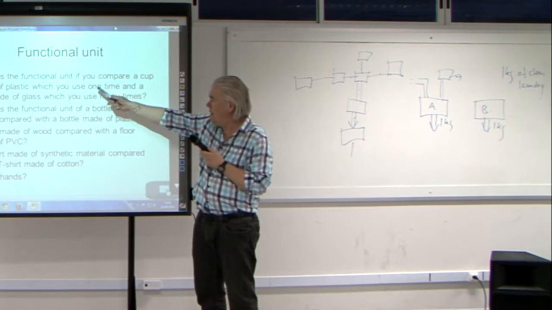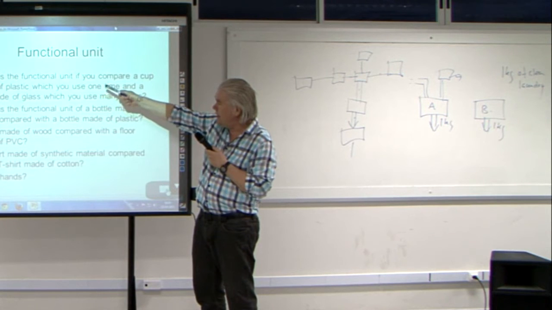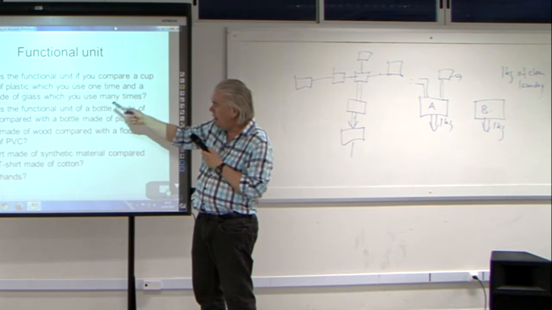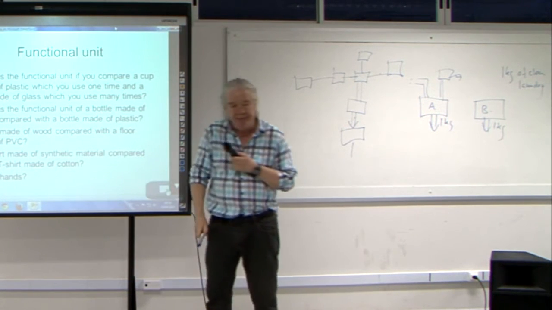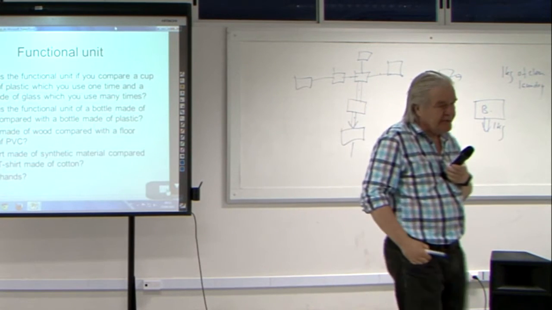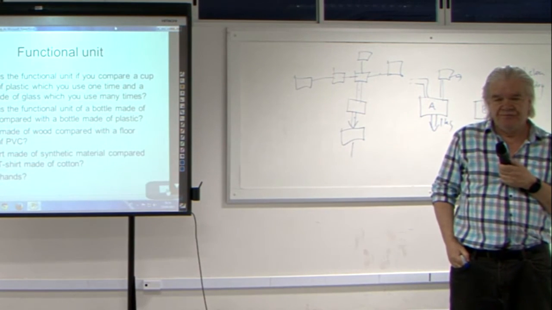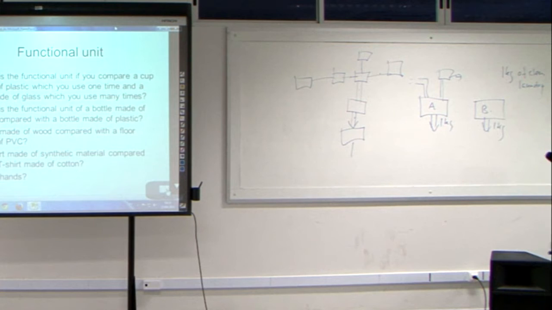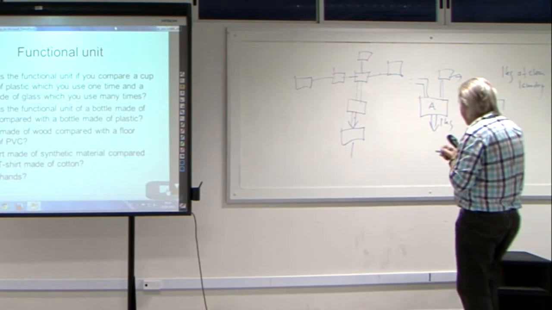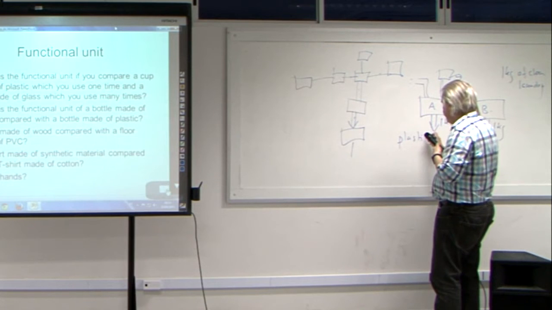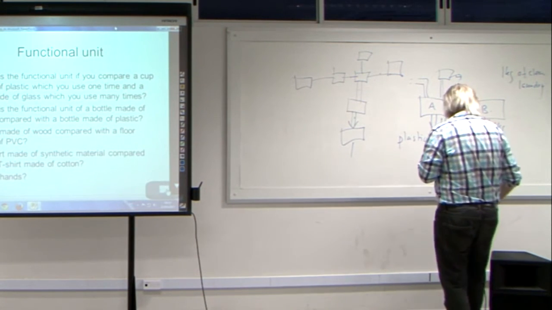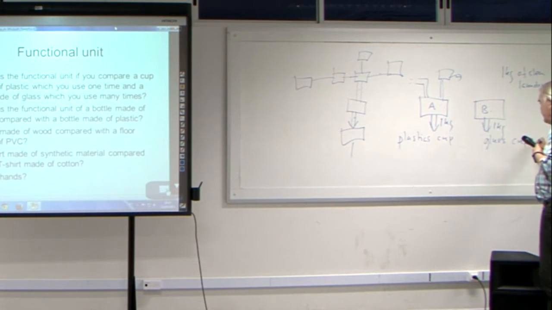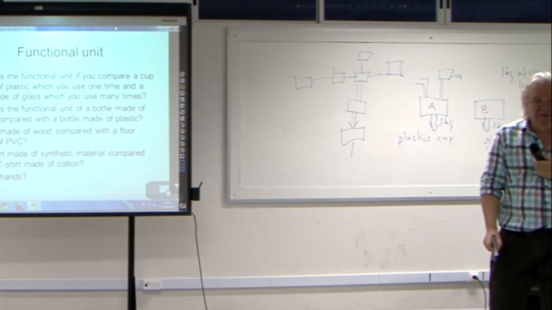For example, which is the functional unit if you compare a cup made of plastics, which you use one time, and a cup made of glass, which you use many times? Think about that. What shall we choose as the functional unit? If I shall compare plastic cups with glass cups, what shall I choose as the functional unit?